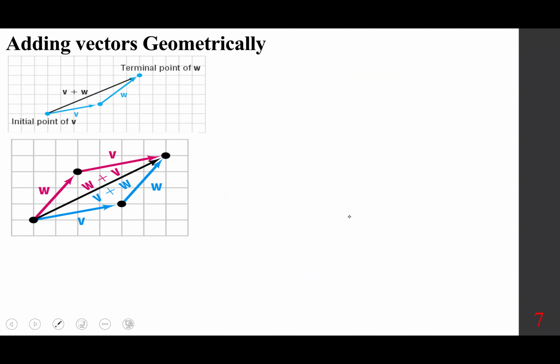Adding vectors. We can use a geometric approach as a triangle, okay? So here's V, here's W. This is the initial point of V. This is the terminal point of V. This is the initial point of W. So from the terminal point of V to the initial point of W, and then the initial point of V to the terminal point of W gives you V plus W. This is the method of triangle.